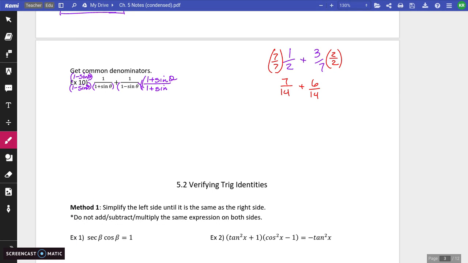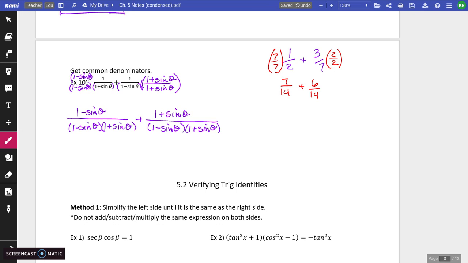And this one's going to need to be multiplied by 1 plus sine theta. So this fraction, 1 minus sine theta over 1 minus sine theta times 1 plus sine theta. Second fraction, 1 plus sine theta over 1 minus sine theta times 1 plus sine theta. Okay, they now have the same denominator.